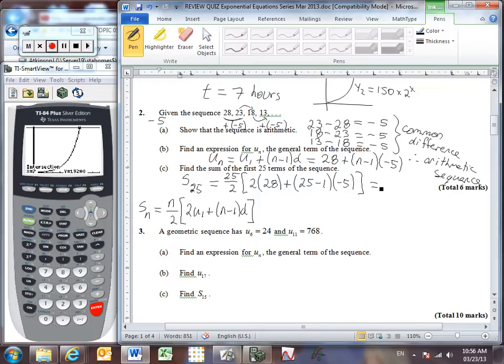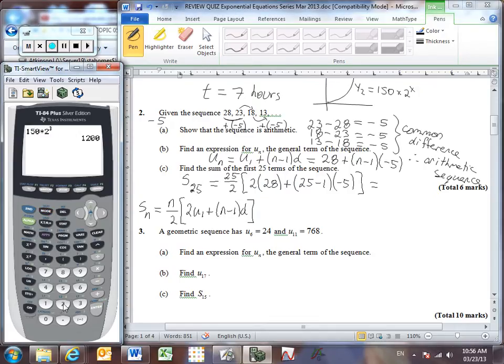I'm going to put all of this into the calculator now. 25 divided by 2 times, and I can understand that you might feel it's important to put the 25 over 2 into parentheses to ensure it's treated as a single number. Alright, we're multiplying by this bracketed expression of 2 times 28 plus 25 minus 1. I have to put this one into brackets because subtraction and addition are done last in order of operations. So we need to tell our calculator to do it first. And this is multiplying negative 5.